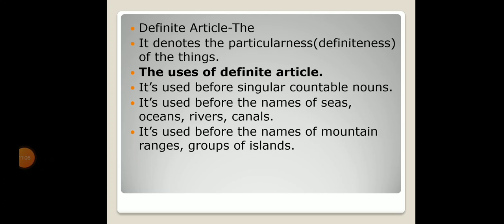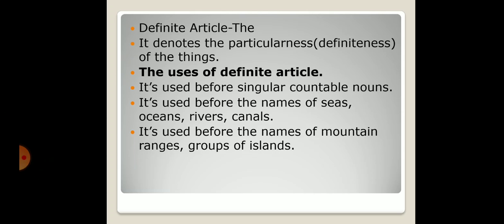Point number 2 is it is used before the names of seas. Whenever we have the names of the seas like the Red Sea, the Black Sea, before the names of those seas we have to use definite article only. Next one is before the names of the oceans. Whenever we have the names of the oceans, use only definite article. For example, the Atlantic Ocean, the Pacific Ocean.